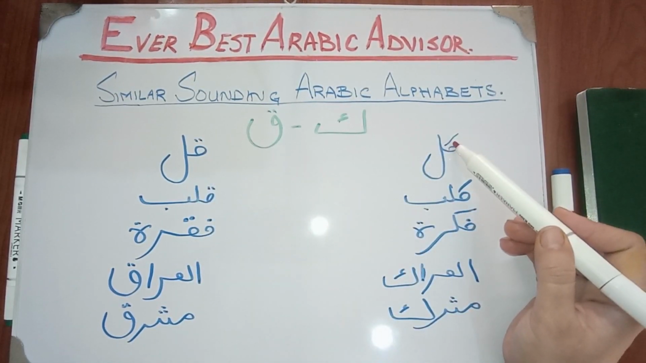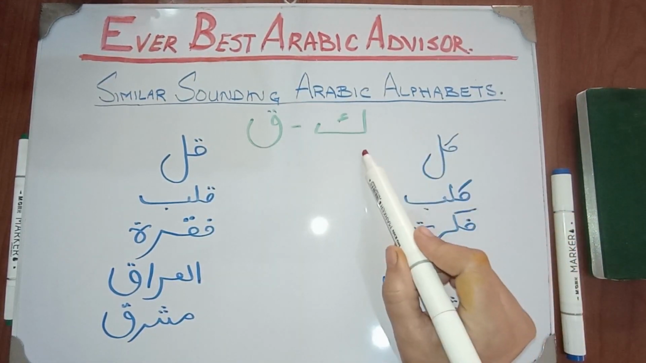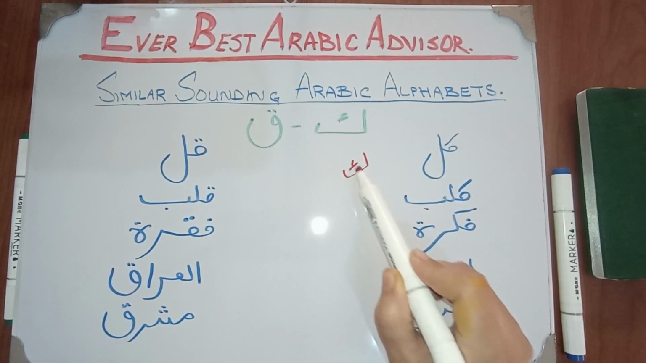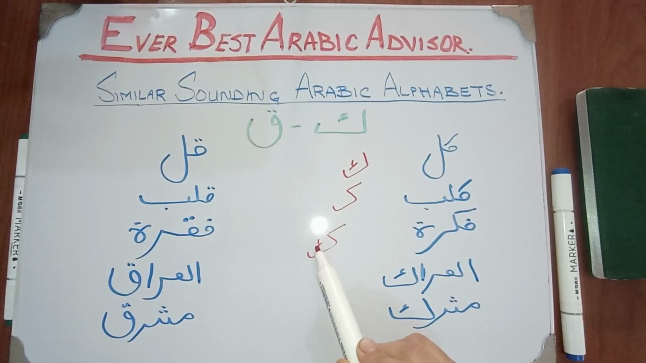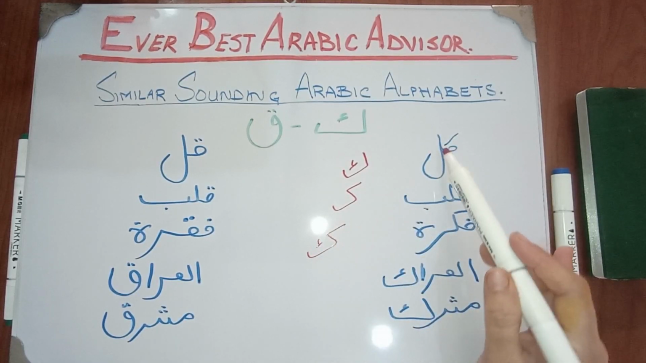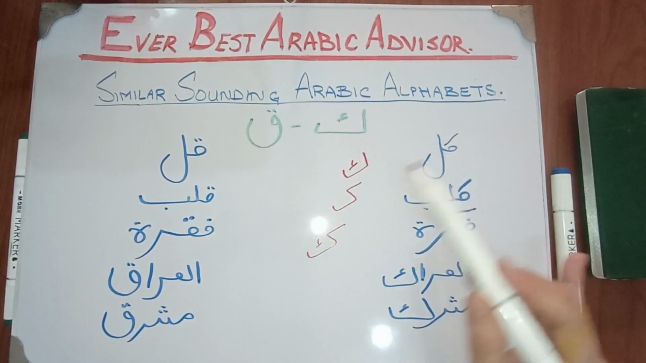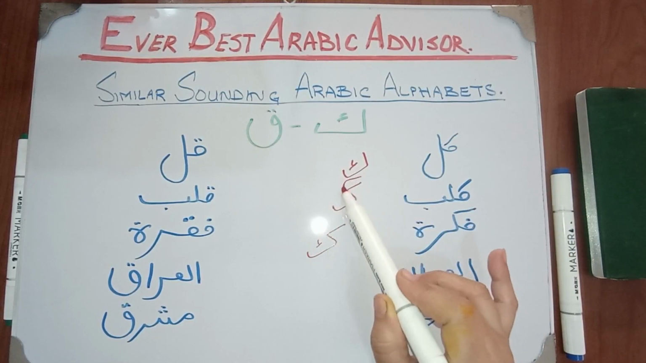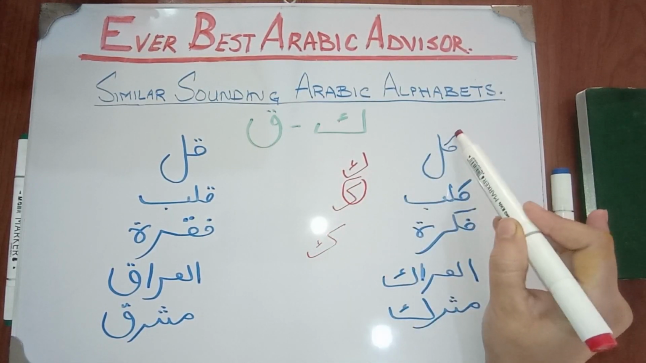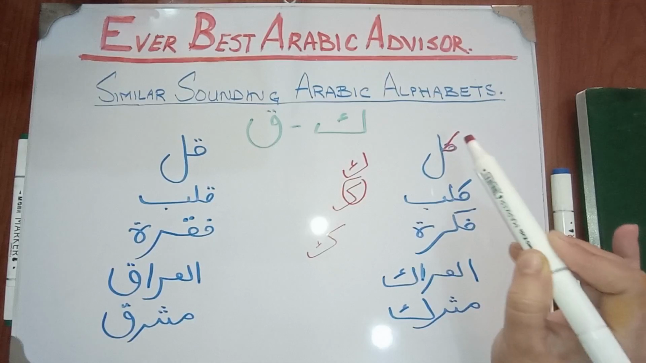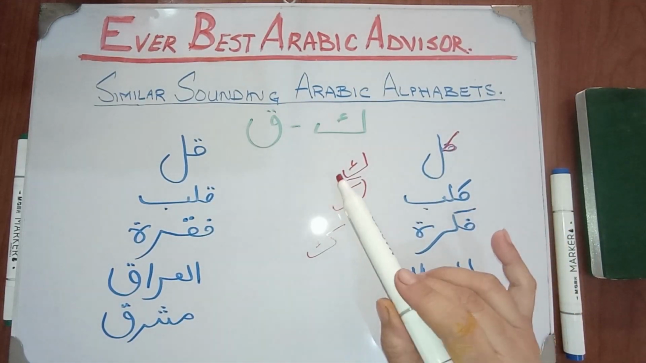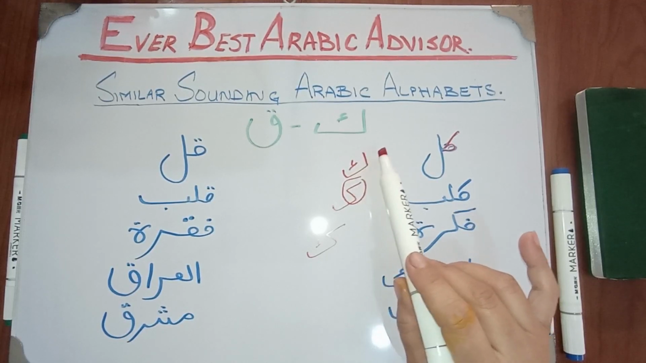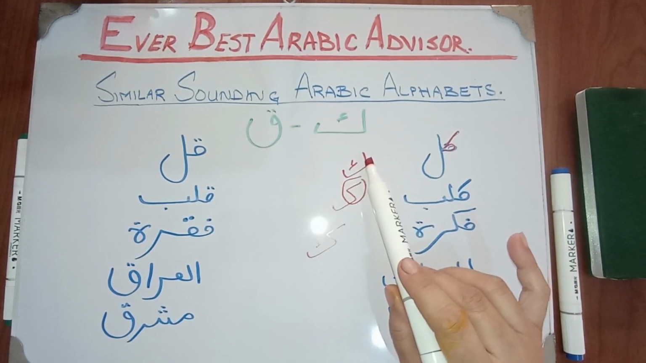This is also kaf, because kaf can be written like this or like this, or you can combine both like this. But while using kaf as a half shape, this part is used just like over here. You must understand it and know it before moving to the similar sounding words or phrases.